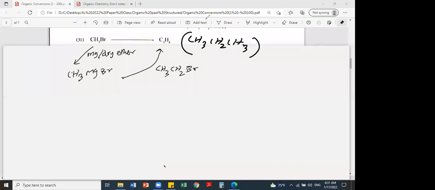Now other than this, you can extend the carbon chain also by some other alternative methods. With aldehyde you can attach, but that is a bit lengthy. This is the shortest, easiest, simplest method to do this. Because the carbon chain increased by 2 carbons, no? Then Grignard reagent is better. The next one.